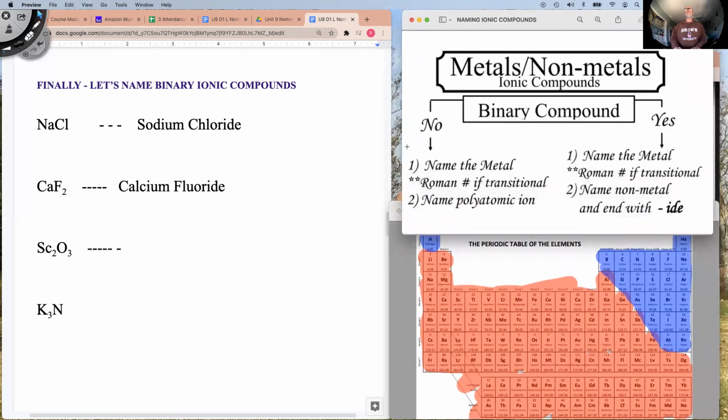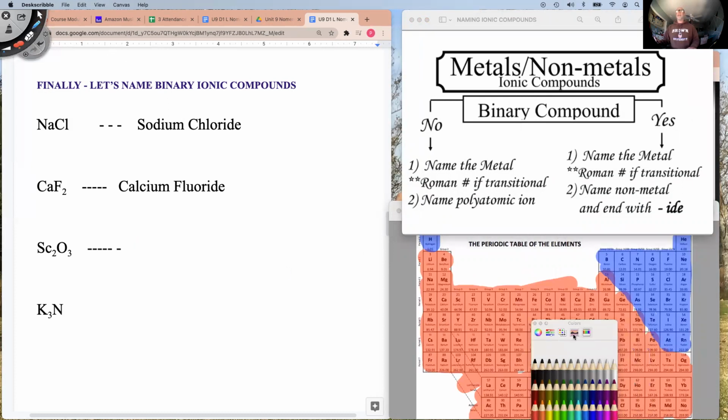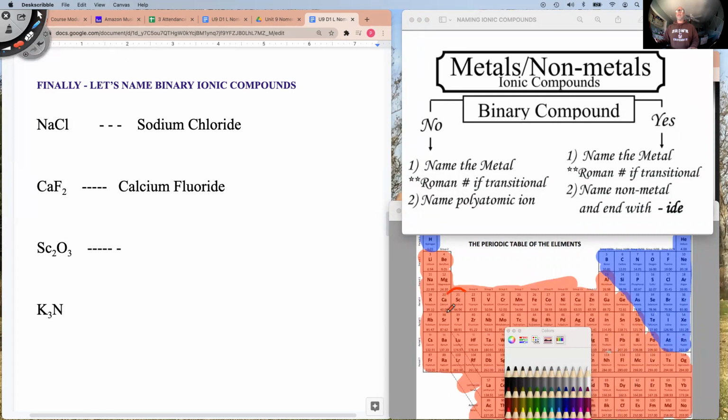All right, so let's take a look. What are we working with? Well, we're working with an Sc and an O. Let's find the Sc. Oh, there's the Sc right there, scandium. And let's find the oxygen. Perfect. Are we dealing with a red and a blue? Yes, we are. Perfect. So we're working with metals and nonmetals. Is it binary? Yep, there's just one scandium and one oxygen.